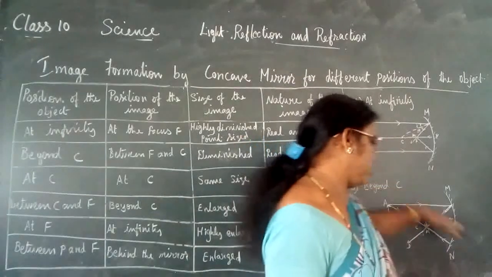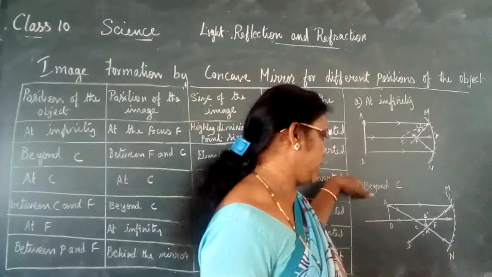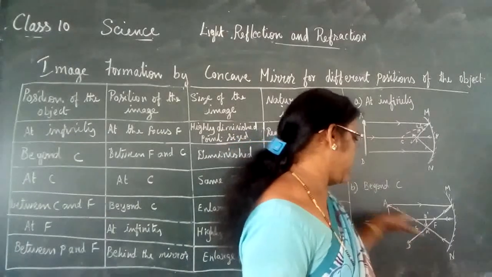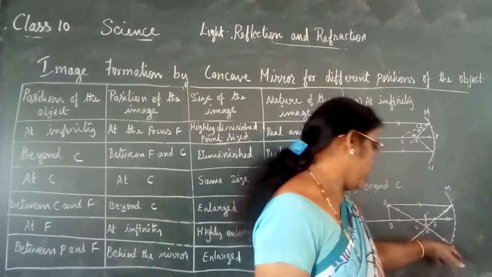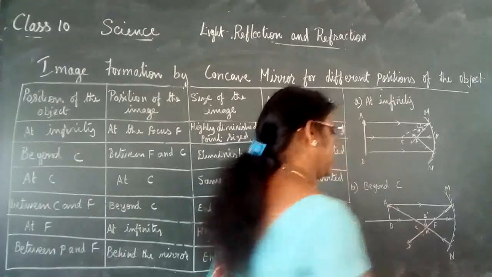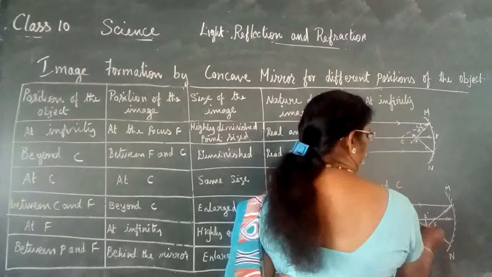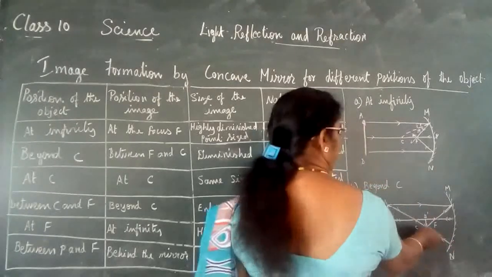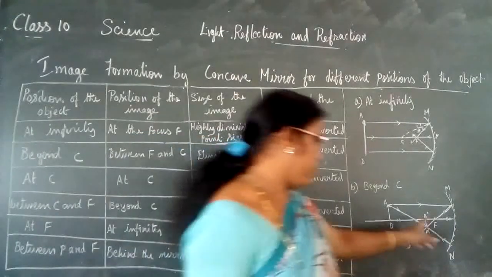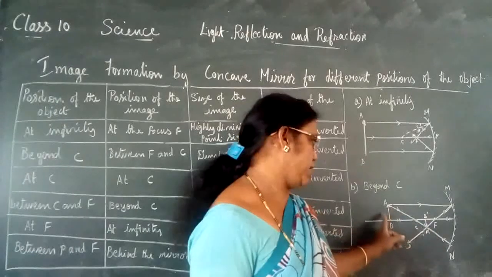The ray which passes through the center of curvature comes back in the same direction. Hence, the line AC, that is the ray which passes through the center of curvature, comes back without any diversion. Therefore, these two reflected rays meet at a point A dash, and at this point you will get an inverted image. And what type of image? Is it the same size as AB? No, it is smaller than AB.